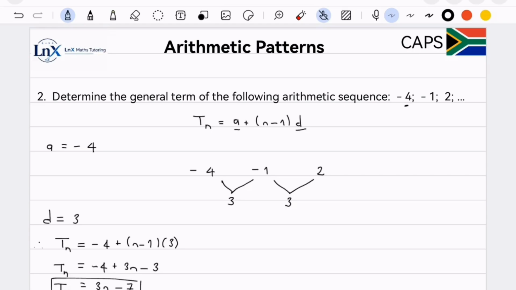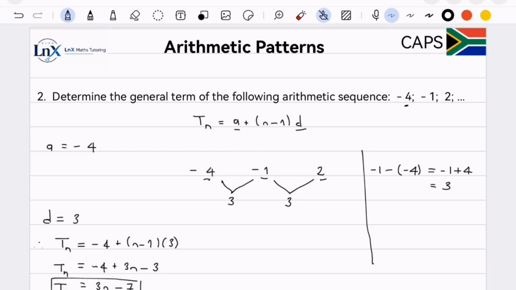Alright, as a tip, in order for you to get your difference, you can basically do this. So this is our first term, this is our second term, this is our third term. So you can say your second term minus the first term. So this will give you -1 plus 4. This will result in what? In 3. So that is your difference between -4 and -1.